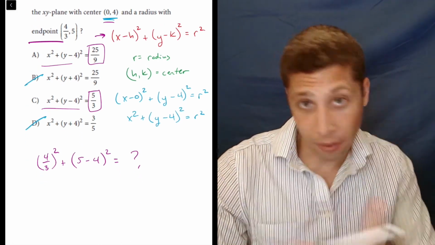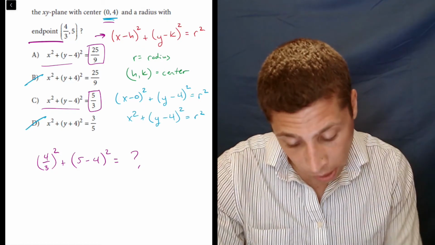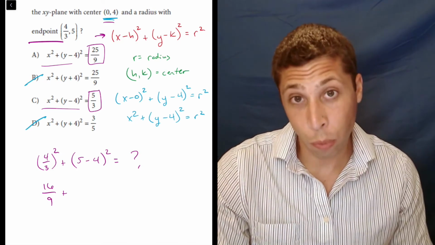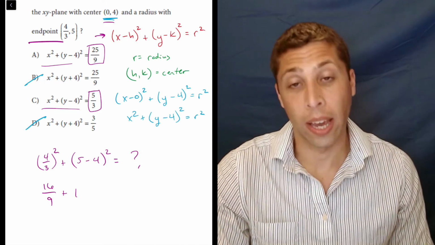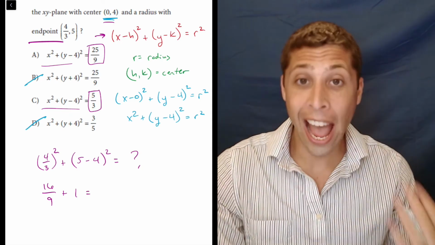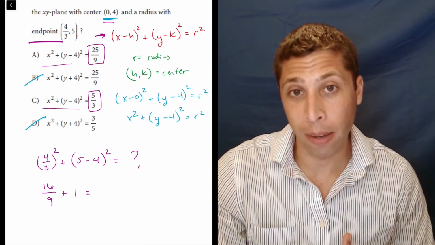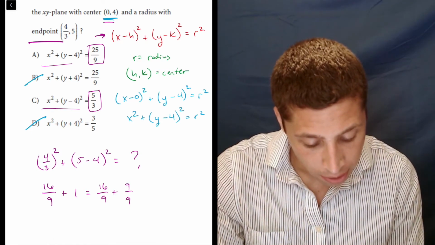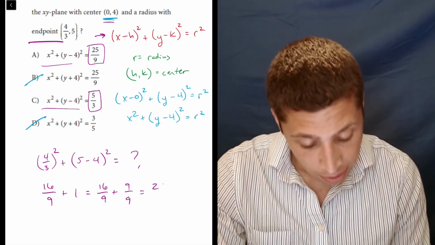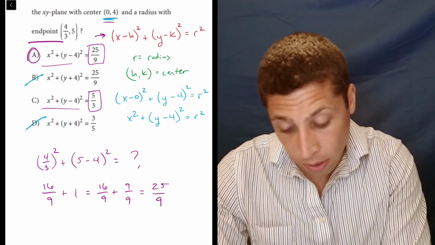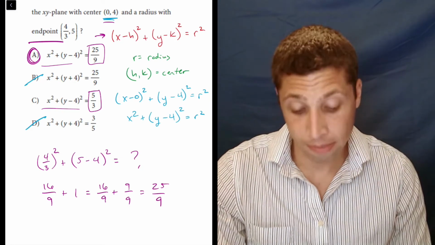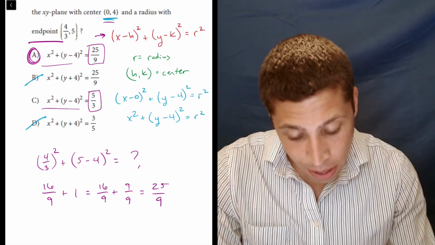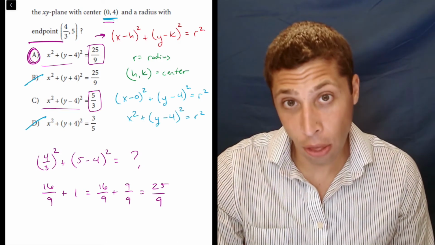4/3 squared, we have a calculator, but we should also know how to do that. It squares both the top and the bottom, so that's 16/9. And 5 minus 4 is 1, and 1 squared is just 1. So okay, that's not so bad. Now in order to add fractions, we need to have common denominators, but with the number 1, that's really easy because that's just 9/9. And so 9 and 16 is 25/9. And so there. That is proof that choice A is the answer. That's what we got.